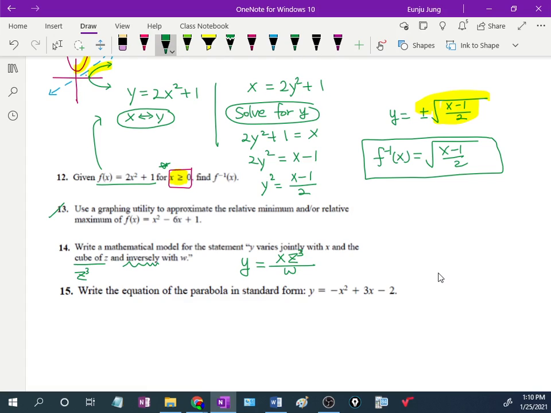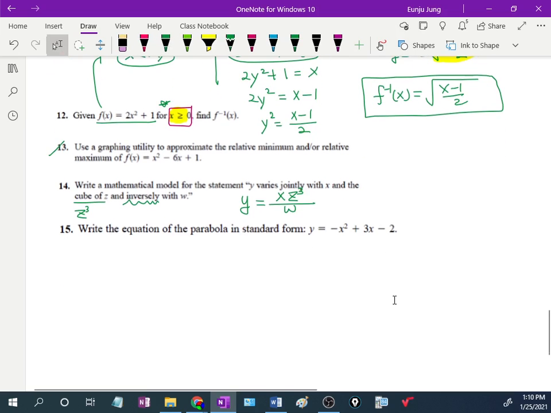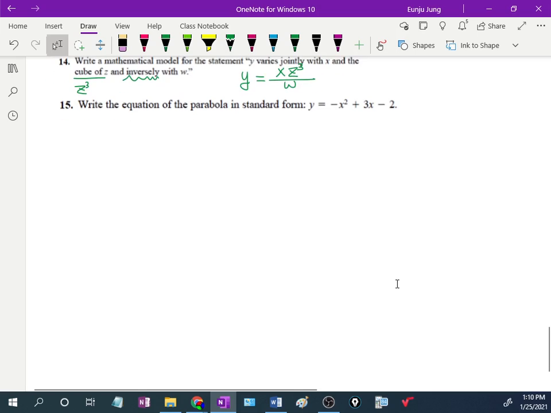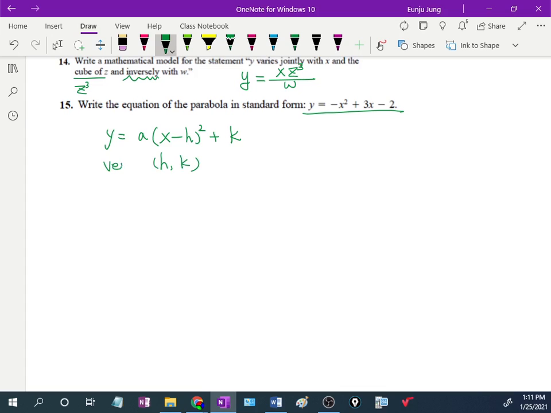Question number 15. Write this equation in standard form. This is just general form, okay? So let's think about writing it in vertex form. With vertex form, we can find the vertex quickly. So vertex form looks like this: a as a coefficient, times (x minus h) squared, plus k, and (h, k) is the location of the vertex. Have you seen this before? Yes, so we want to change the form like that, okay?